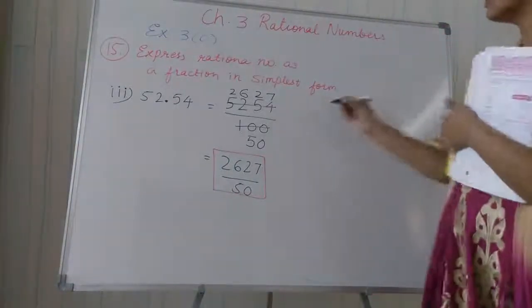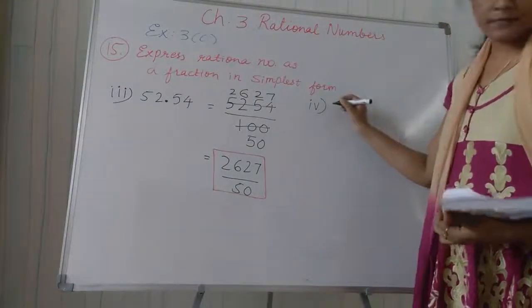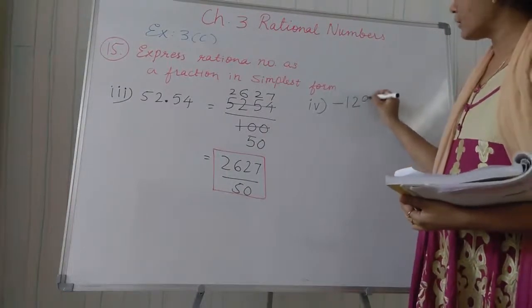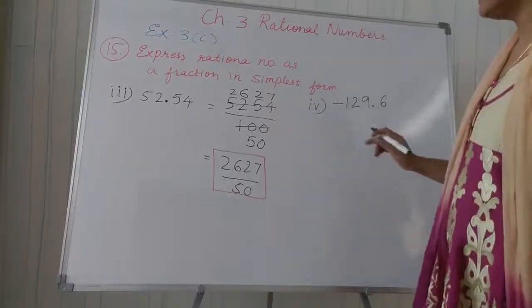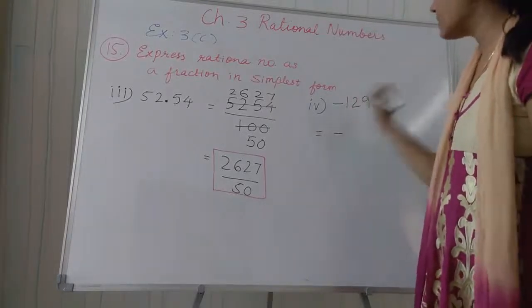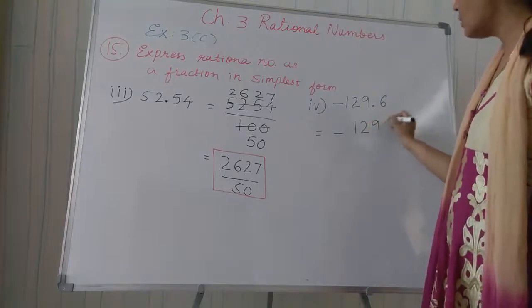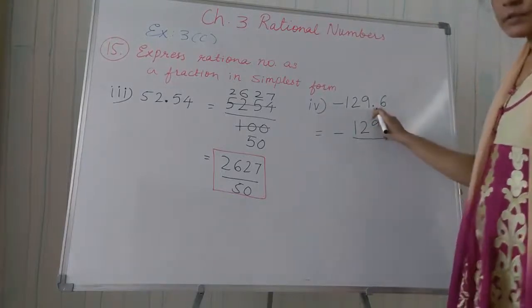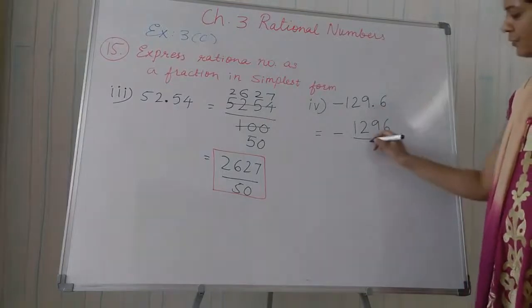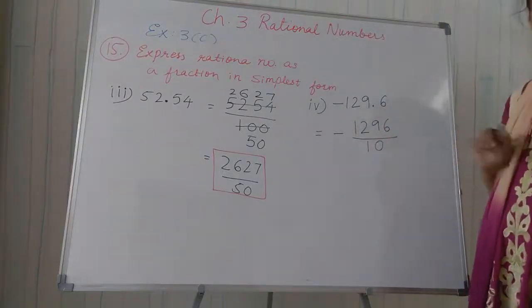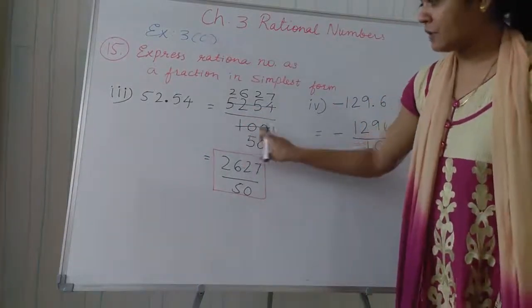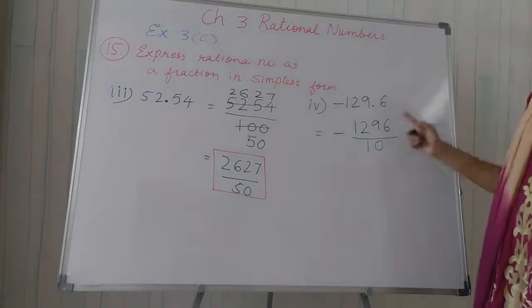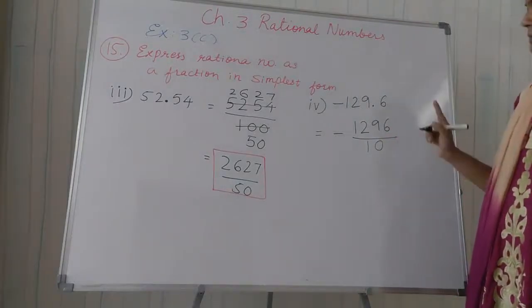Now taking next one is number 4. Here number 4 is minus 129.6. So this number we want to convert in simplest form. Minus sign as it is, 1296. After the decimal point only one digit. So we put 1 and 0 after it. Here after the decimal point 2 digits. So after the 1, 2 zeros. Like that. Now you see both the numbers are divisible by 2.